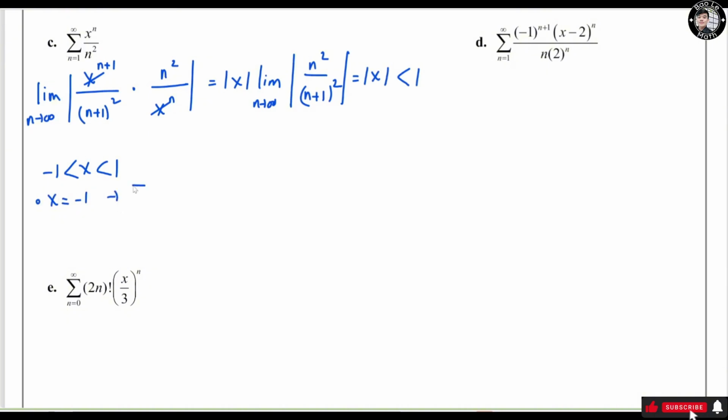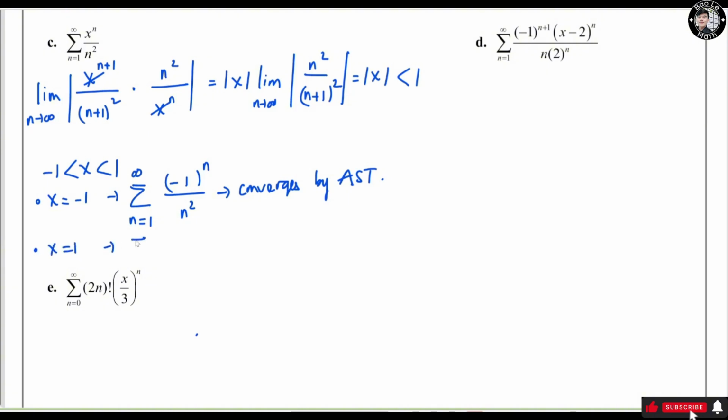So you have the series (-1)^n over n², when n equals 1 to infinity. Now this one converges by the alternating series test. Now we're going to check s equals 1.